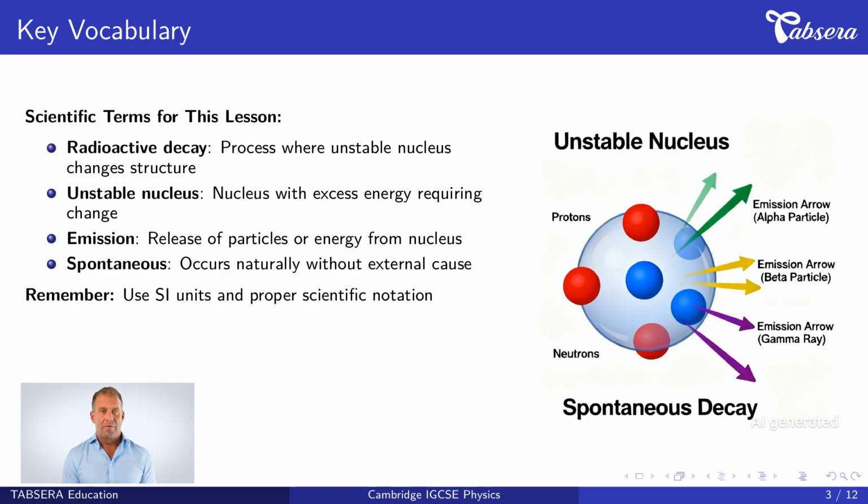Now let's define our key vocabulary. Each term is essential for understanding this lesson. First, radioactive decay, which means the process where an unstable nucleus changes its structure to become more stable. Second, unstable nucleus, which means a nucleus containing excess energy that requires change to reach a stable state.